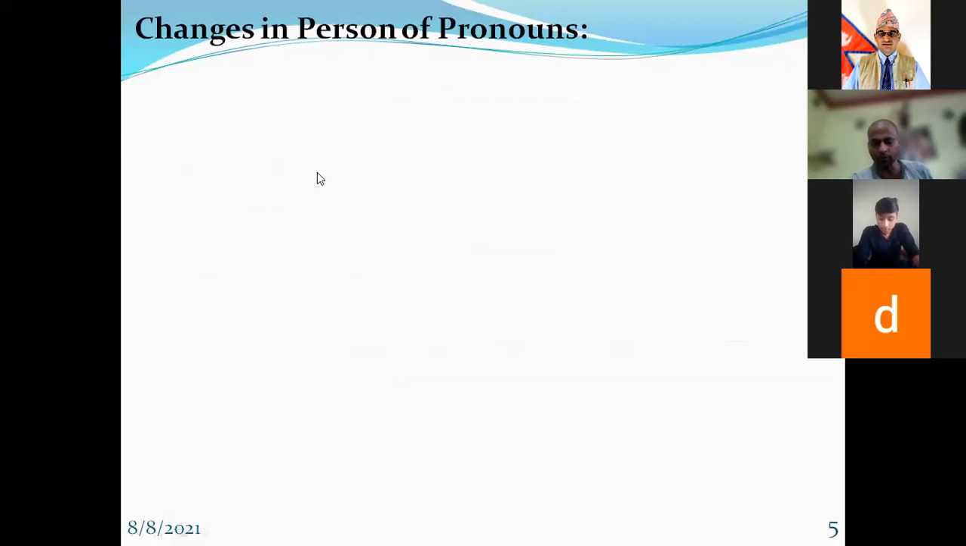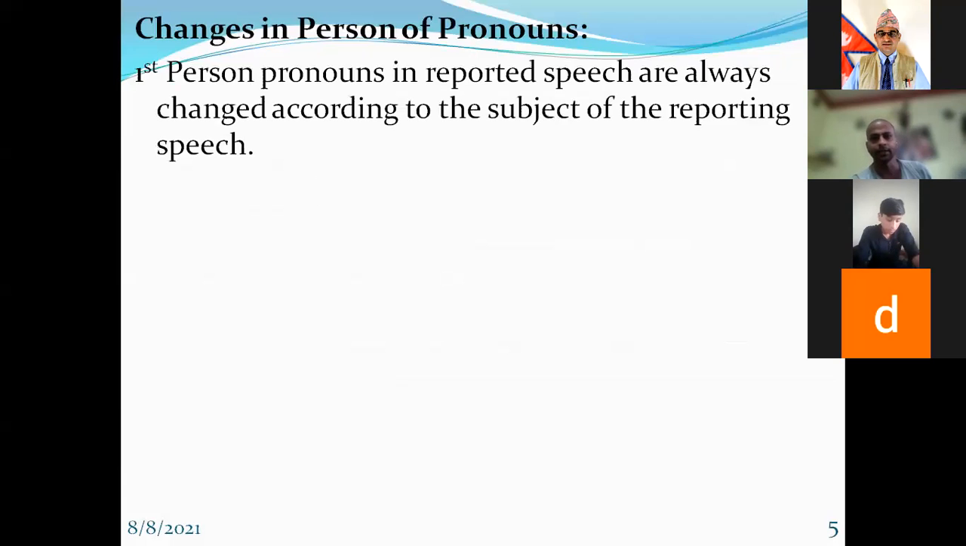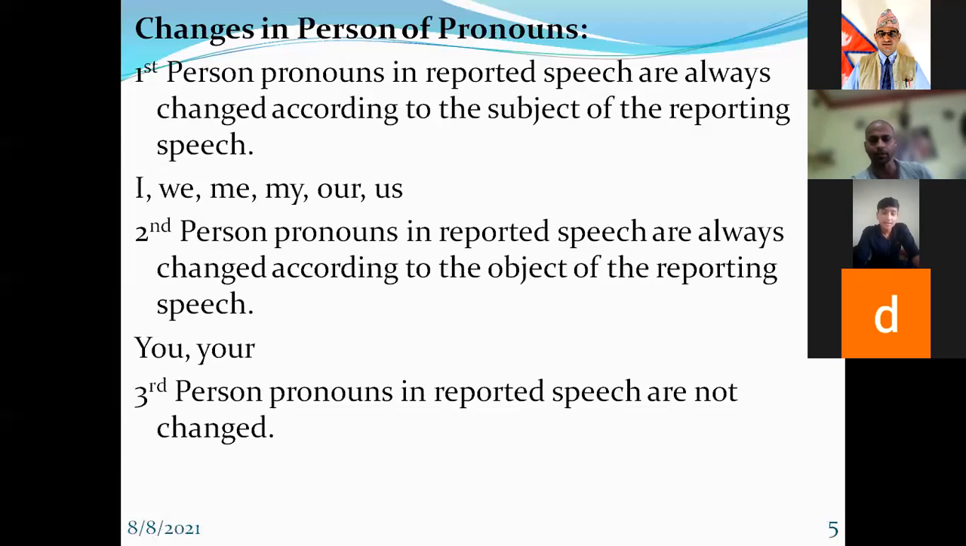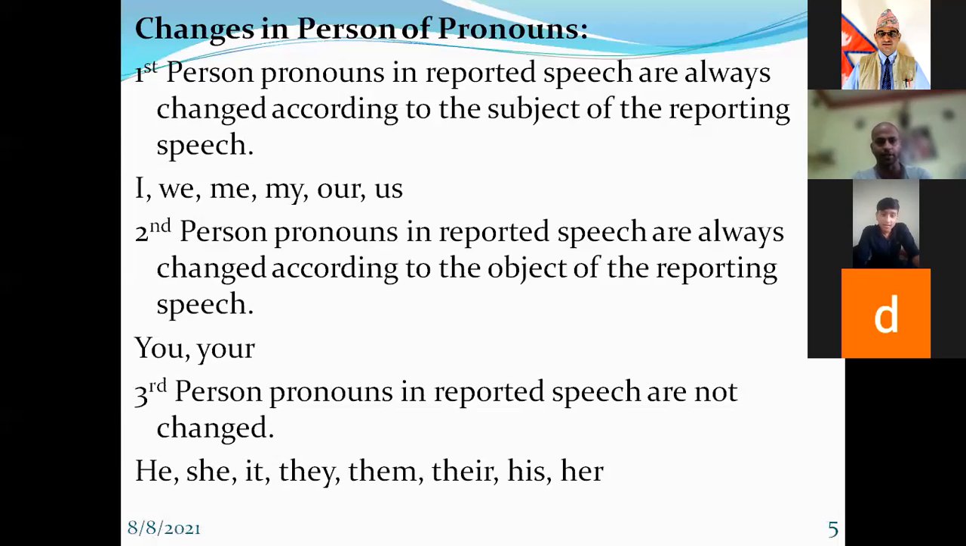Here is one example, that one rule you have already said. So I'm just increasing my speed a bit. First person pronouns, they are of the reported speech, they are always changed according to the subject, and generally most of the times we find I, we, me, my, us, our. There are other first person pronouns also: myself, ourselves, mine, and others. We find these most of the times.